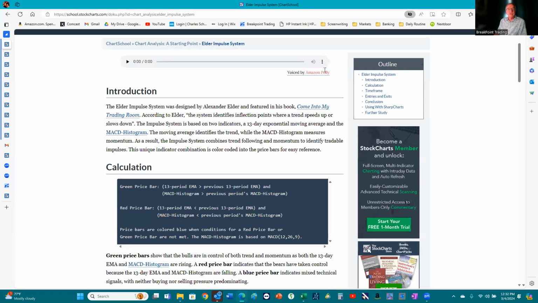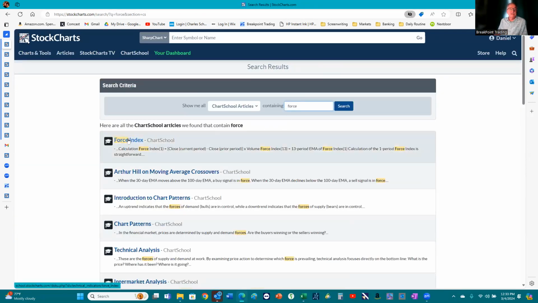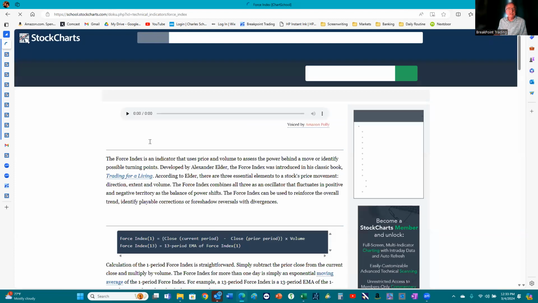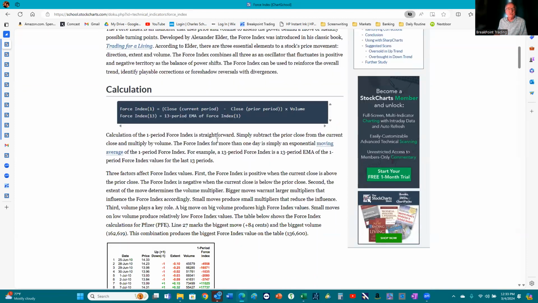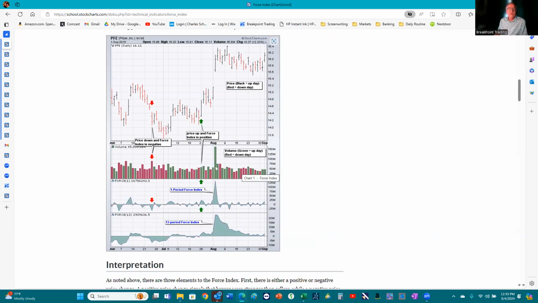Now, the other thing that I use is also by Elder, and it's called a force indicator. And by the way, this is Chart School on StockCharts. So if you want to learn about anything related to technical analysis, and it's free to do this, you can just go to Chart School. So the force index uses the same idea, uses the 13-day, but now it incorporates volume as well. So it looks at the volume in association with these Elder bars, and it will show you the force of the move based on volume.